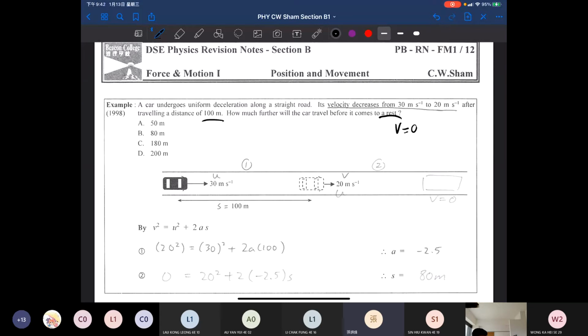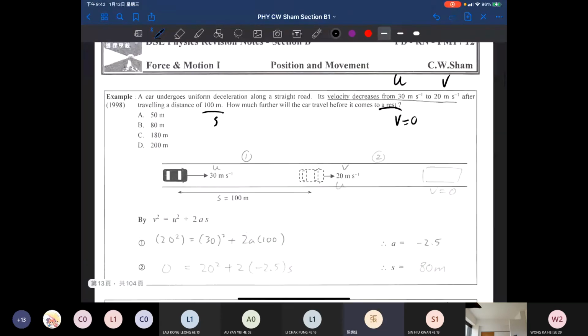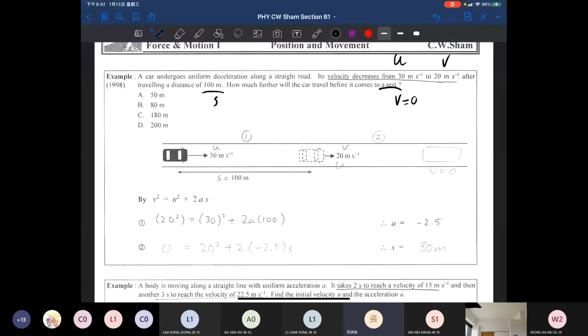Then you have to divide it into 2 parts. First, it travels 100 meters to decelerate from 30 meters per second to 20 meters per second. Okay. So in this process, we can find out the acceleration, right? Because we have the U, the V and the S. We can find out the acceleration. And because it is using the same acceleration, then we can find out by putting it into another form. V is 0 and U becomes 20 meters per second, equals to plus 2 times the acceleration times the distance. Then we can find out the distance is 80 meters.